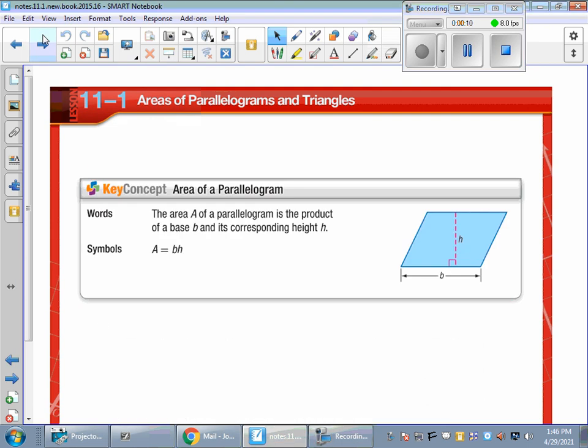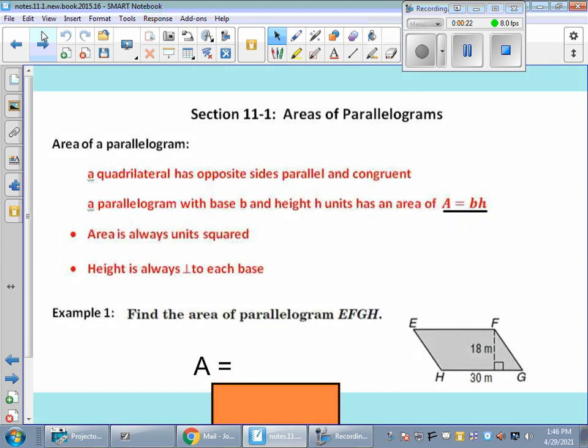So the first thing, let's go over a formula for the area of a parallelogram. The area of a parallelogram is going to be base times height. So for areas of general parallelograms, remember, these are quadrilaterals with opposite sides parallel and congruent. We have a formula. Area is always squared. Height is perpendicular to the base, so be conscious of that when we're working on these types of things.